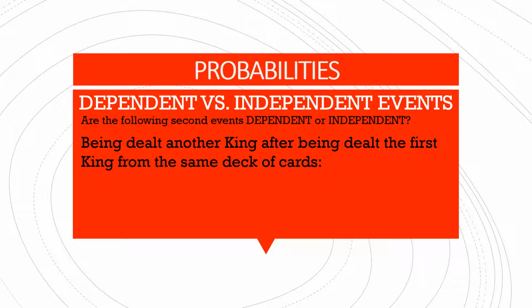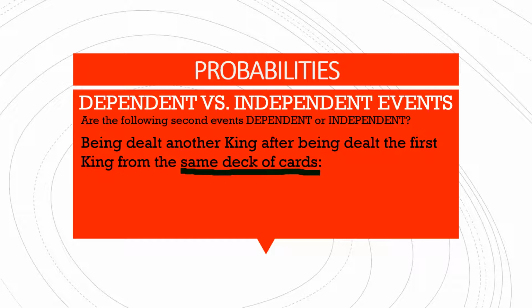Now let's look at another example. Is this dependent or independent? Being dealt another king after being dealt the first king from the same deck of cards. Now the key here is the same deck of cards.